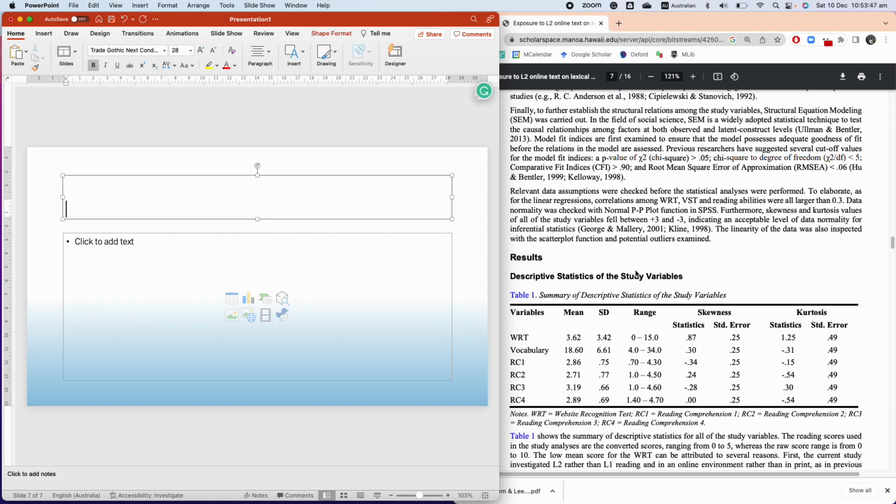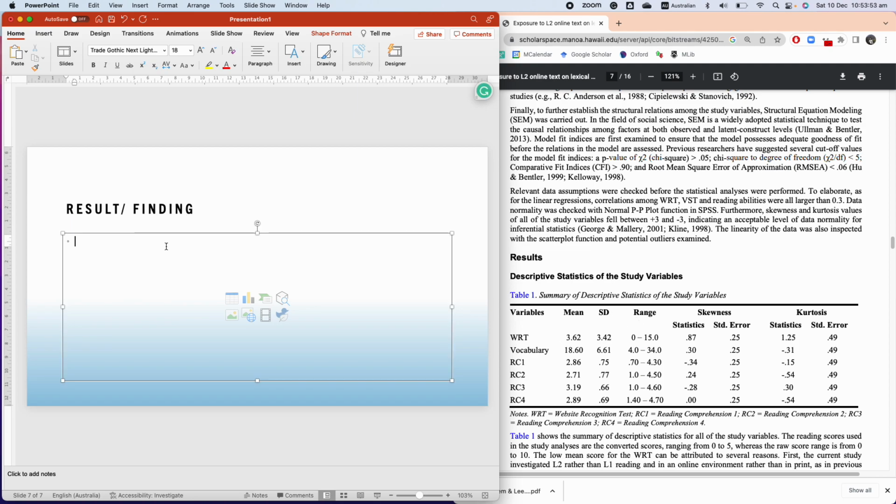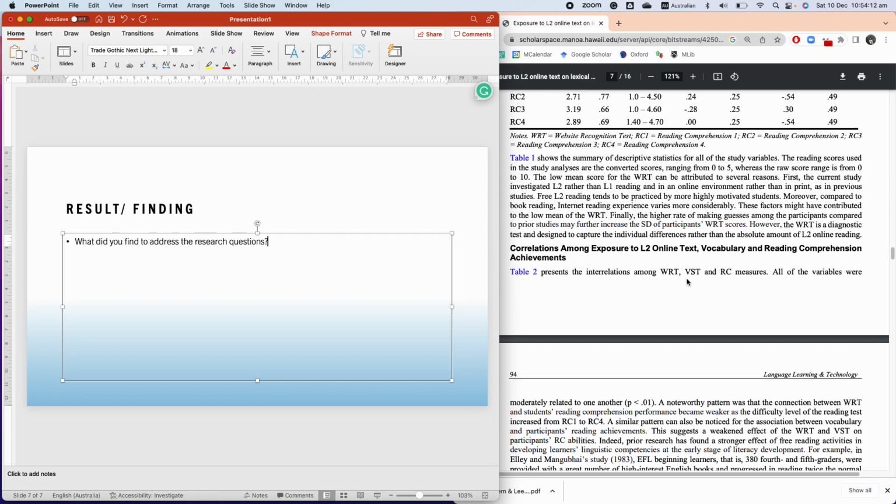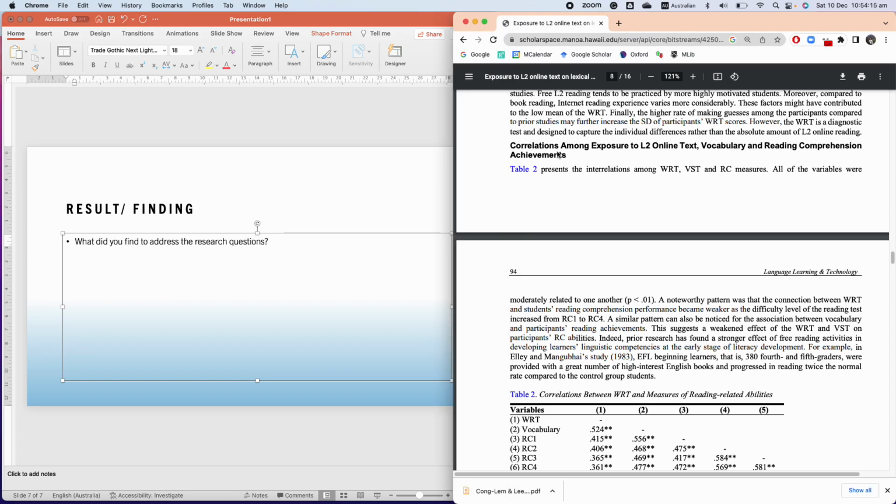The next component is the result, or findings. Now you present. Normally you have a research question. What did you find to address the research question? For example, if you have three research questions, then I expect to see at least three sections to address the research questions.